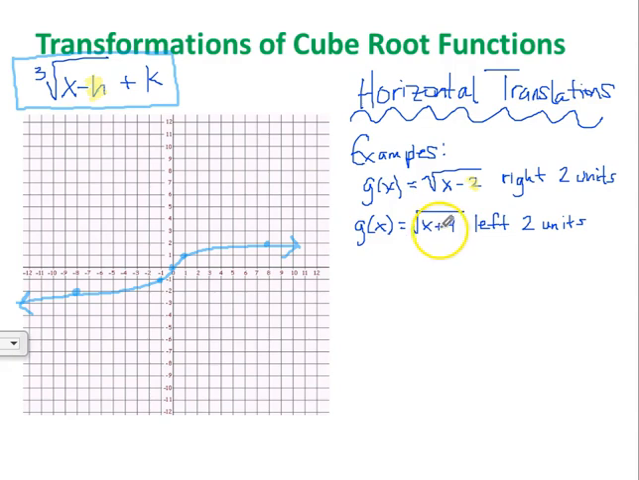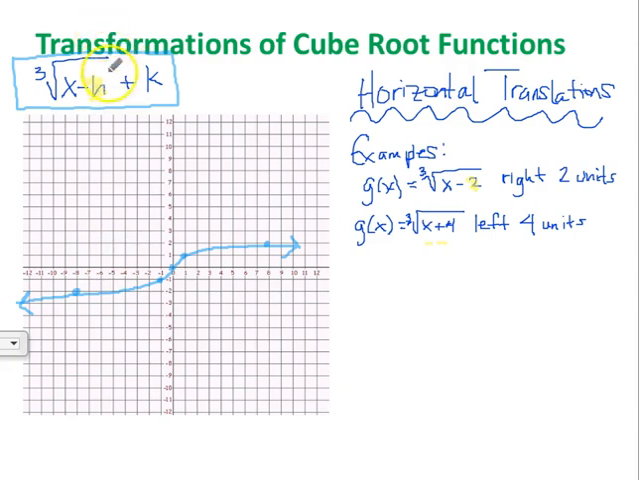The second one, x plus 4, which we can rewrite as x minus -4, which would mean the h value is less than 0, would mean that we're going to the left 4 units. So write those two examples down so you have something to refer back to. Oops, and I forgot my little cube root there. There should be a little 3 by the root sign to show that we're working with cube roots now.